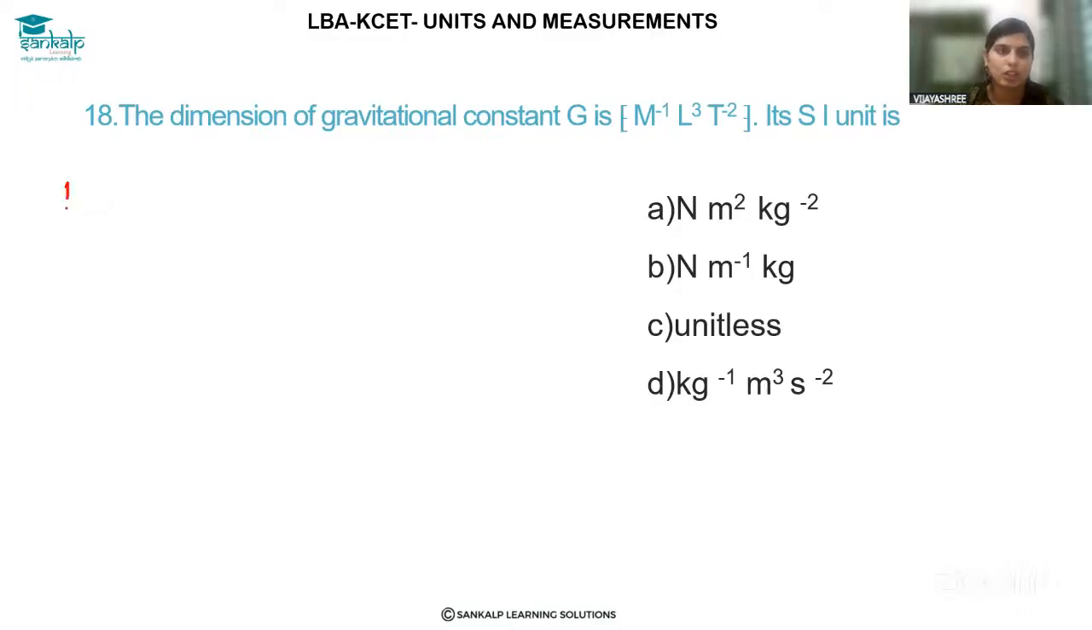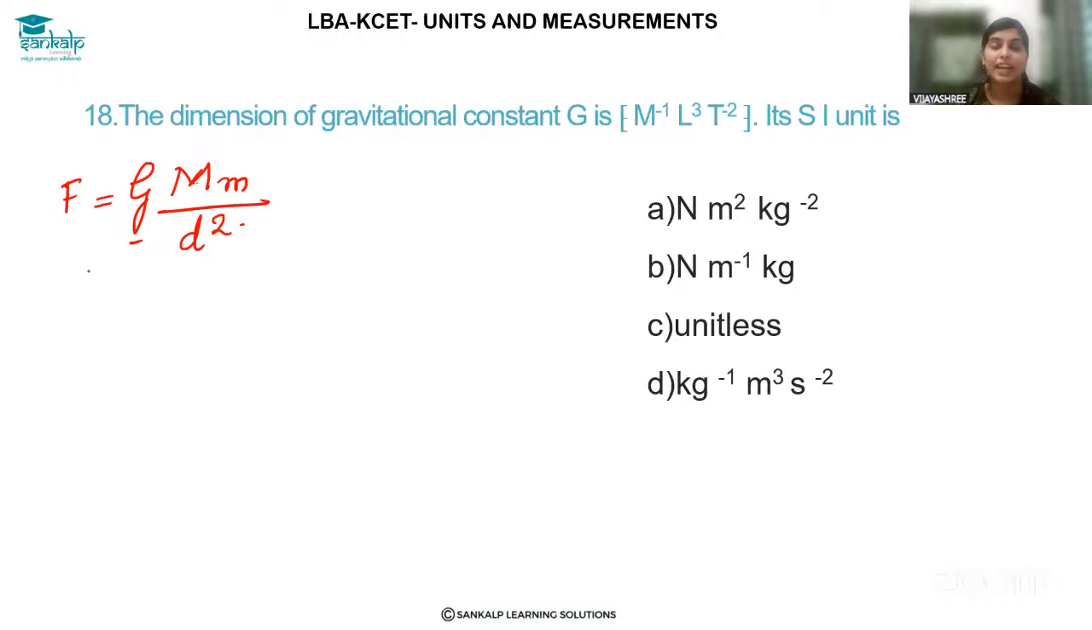So the gravitational force between any two bodies of masses capital M and small m is given by G into capital M into small m divided by d square. This is the expression for gravitational force. G means the universal gravitational constant. Capital M and small m are the masses of the two objects. D is the distance between those two masses.